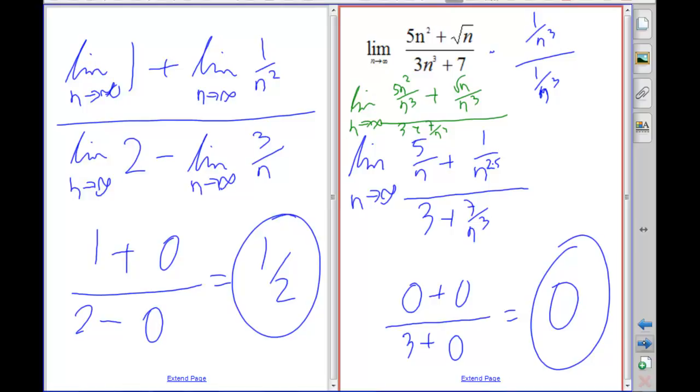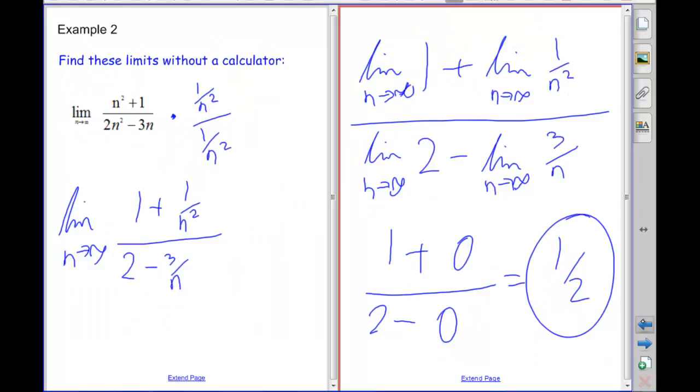Notice what's distinctly different about these two problems. Look at the power on the bottom. It's bigger than anything on the top, so the whole fraction is going to get closer to 0. But here, we had equal powers on the top and bottom. So there wasn't a struggle. It's almost like these terms became insignificant and you got n squared over 2n squared, or 1/2.